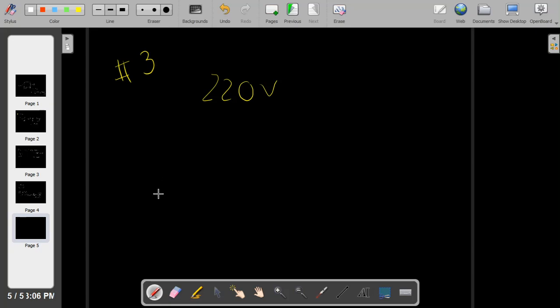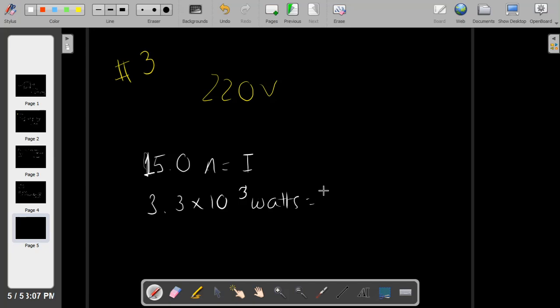Number 3 reads like this. What is the voltage behind a 15 amp current flowing to a heater that draws 3.3 times 10 to the 3 watts of power? So what did they give us? They give us the current. 15.0 amps equals your current. Okay, remember that. That's your current right there. They also give us this number, 3.3 times 10 to the 3 watts. And in your head, you should make the connection that this is your power.